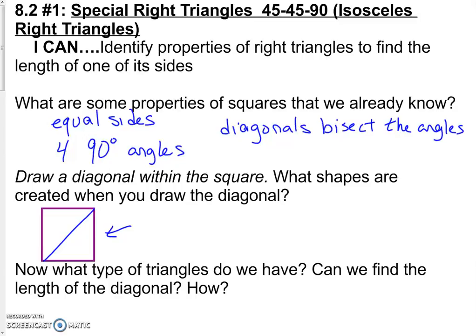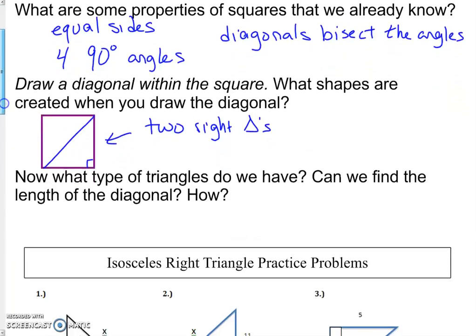So if I have a 90-degree angle in a square, and you draw the diagonal inside the square, what shapes are created? Well, you have 2 right triangles. All right, what type of triangles do we have? So we have triangles, and then we have right triangles. And if I have right triangles, that means we can find the lengths of the diagonal by using the Pythagorean Theorem.